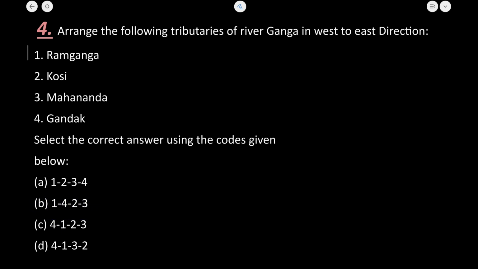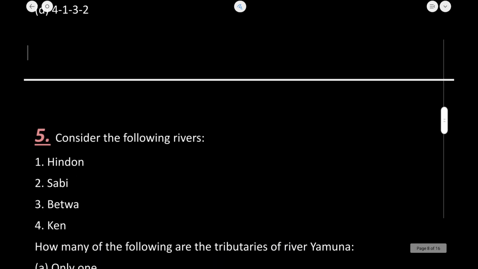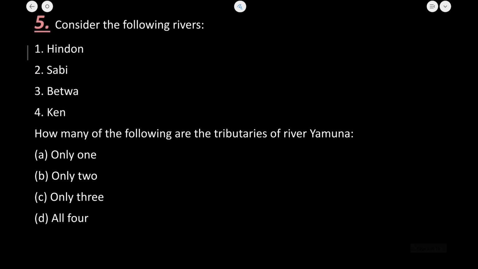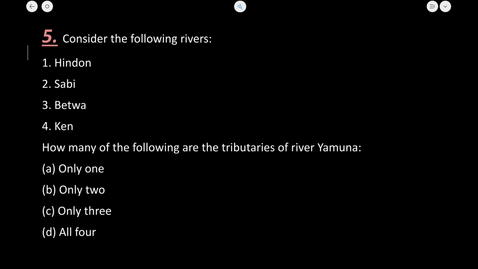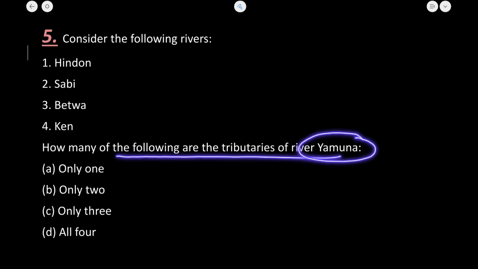So I am also telling you about the options here. Okay, so you just have a brief idea about where these rivers flow. Now the next question. How many of the following are the tributaries of river Yamuna? Now if we talk about the river Yamuna, let us see some of the information.